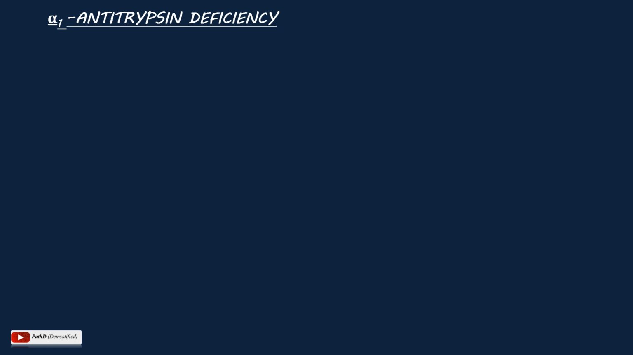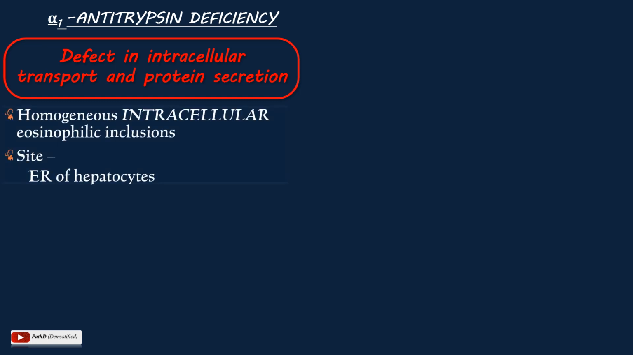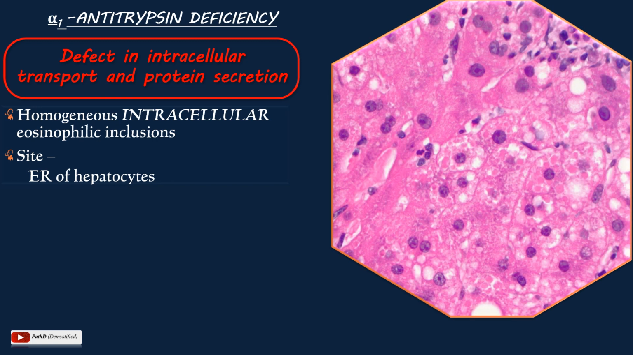So now the next example is alpha-1 antitrypsin deficiency. Accumulation of proteins in this basically happens because of a defect in the intracellular transport and protein secretion. If you recall, in the previous lecture we have already discussed this being one of the major mechanisms for intracellular accumulations. So here, how do they appear? Again, they appear as homogeneous intracellular inclusions within the hepatocytes. Again, this is one of your hepatocytes, and it has intracellular eosinophilic inclusions within it.